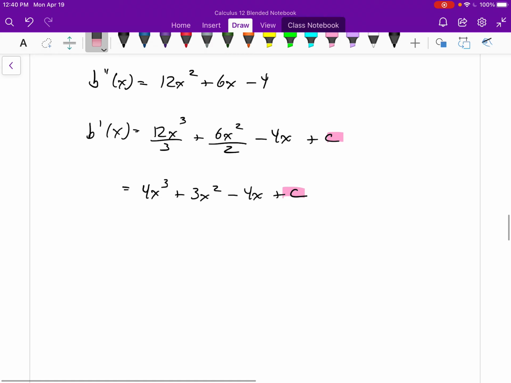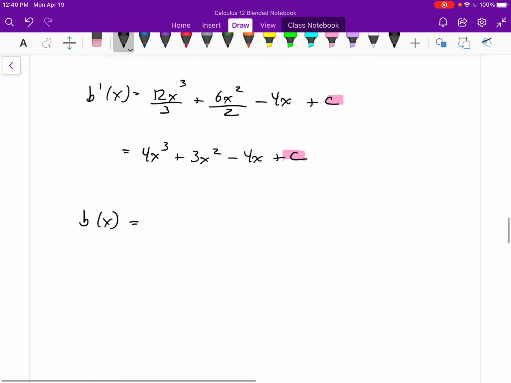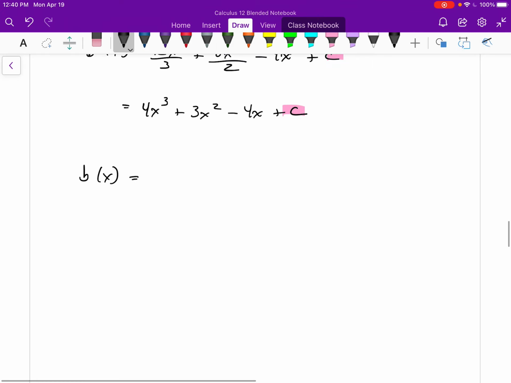All right, so that's my first derivative. Keep in mind I have that constant. And right now that constant can be anything. But eventually I want to know what that number is. However, let's leave it like that for now, and let's find my main function. Let's anti-differentiate again. And again, use the power rule backwards. So the antiderivative of 4x to the power of 3 is 4x to the power of 4 divided by 4.